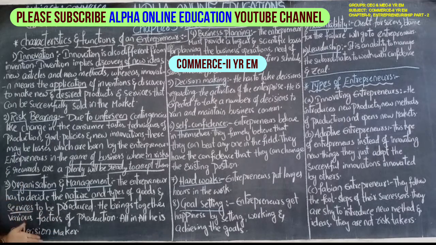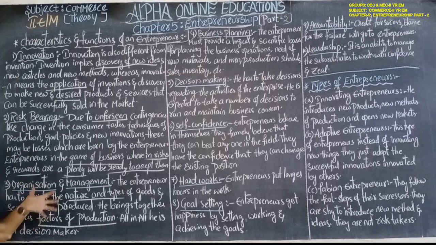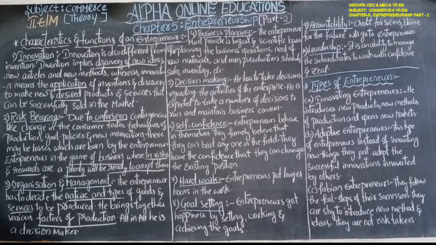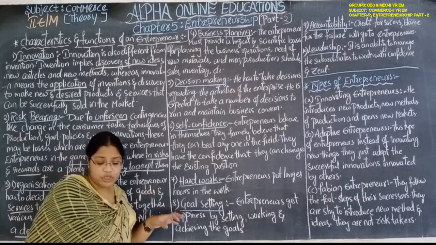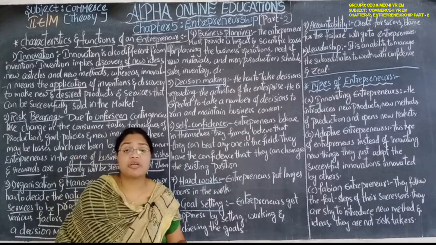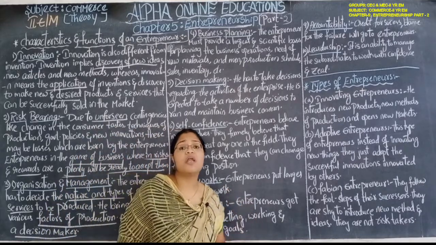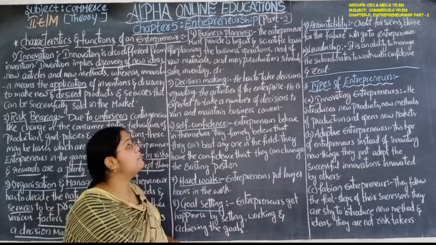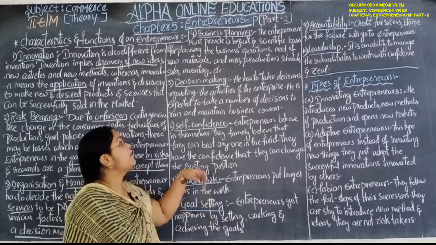They have to decide. He brings together various factors of production. So five factors of production he has to organize, he has to bring, he has to unite. All in all, he is a decision maker. He has to take all the necessary decisions. Whenever the situation comes to take a decision, he has to take all such decisions which are necessary for the success of his entrepreneurship. Entrepreneurship is a business. Entrepreneur is a person.